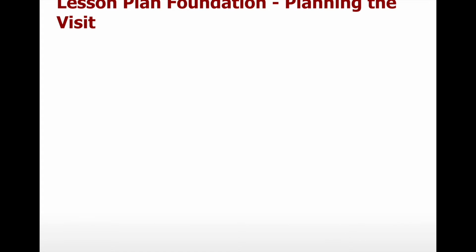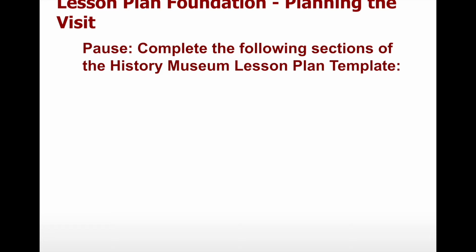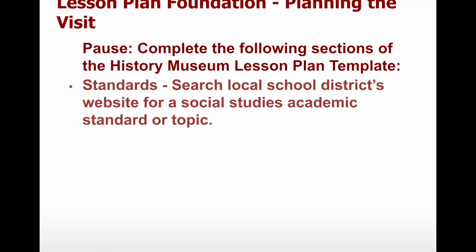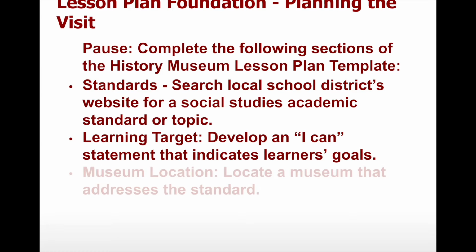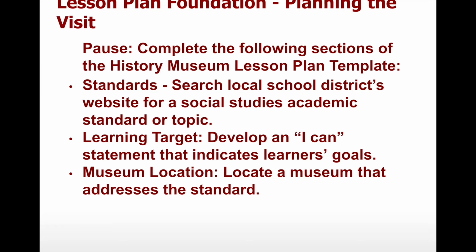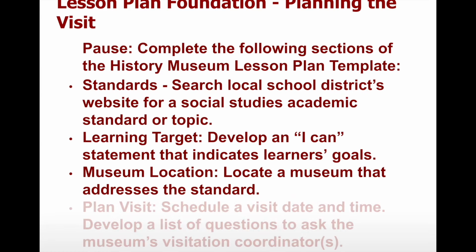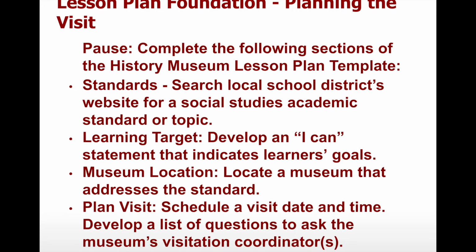And so now we're going to pause again, and I want you to complete these sections of the History Museum lesson template. So the first thing you need to do is search a local school district's websites for social studies academic standards. And then once you have the standard, develop an I can statement so that your learners have a goal. From there, you can find a museum that aligns with your standard. And then finally, schedule a visit date and time. So check the museum hours and then develop a list of questions to possibly ask the museum's visitation coordinators.